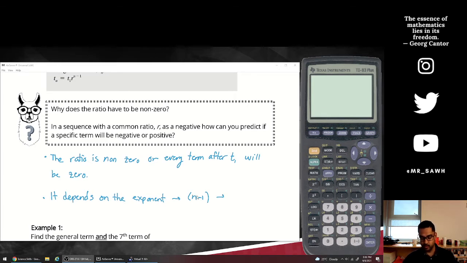So if your exponent is even, you will end up with a positive, right? You'll have enough negatives for things to cancel out. Think about doing negative 2 to the power of 2. You're going to end up with positive 4, right? The negatives will cancel. If you have an odd exponent, you're always going to have one more negative, so your sign is always going to end up negative. So you can predict the sign based on the exponent.